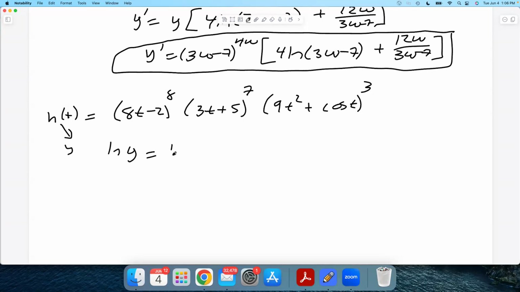Natural log of y will be natural log of, I'm going to write out all these gory details here. Oh, that was to the 7th. Almost done, goof there.